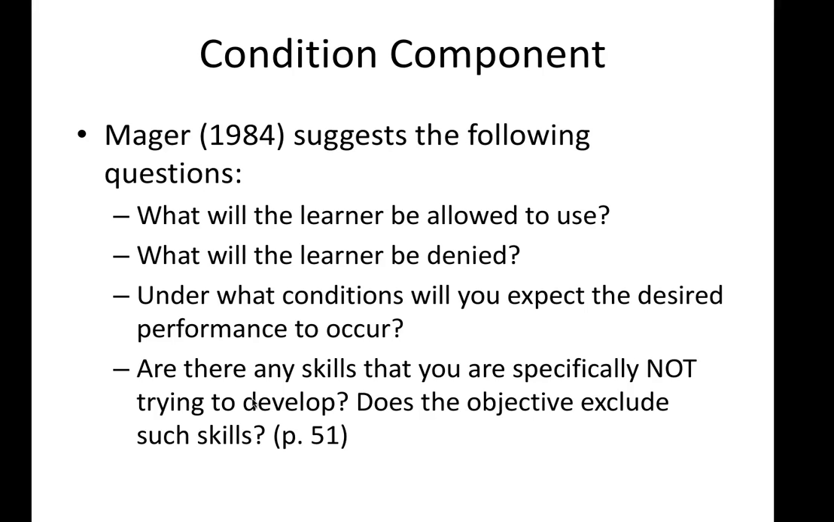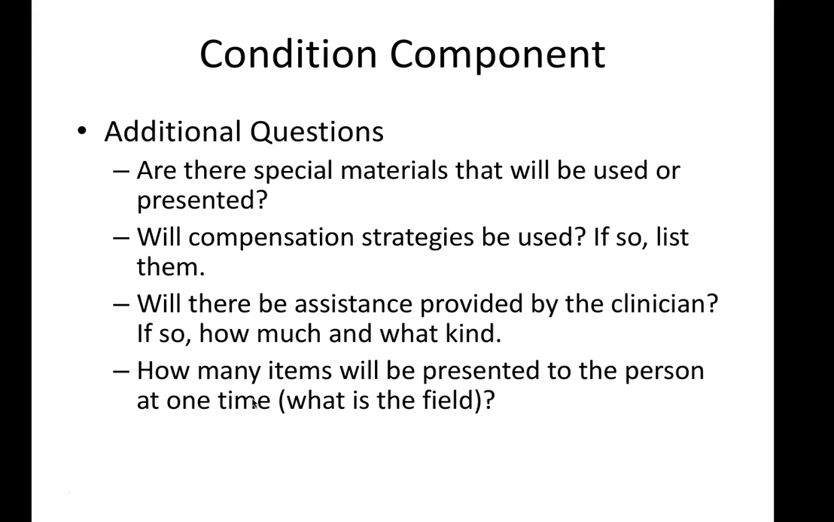So Major suggests that you ask yourself the following questions as you think about the condition component. What will the learner be allowed to use? And the learner in this case could be an adult with an acquired neurogenic communication disorder. What will the learner be denied? In other words, is there something that normally they would have that they're not going to have, or that they've had in the past that they're not going to have now? Under what conditions would you expect the desired performance to occur? Right? So what are the conditions, and are there any skills that you specifically are not trying to develop, and does the objective then exclude those skills?